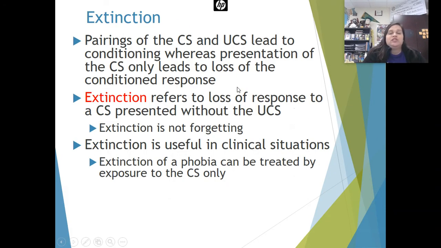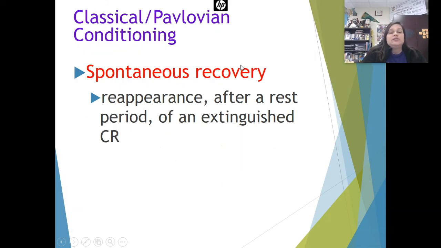Let's see, extinction refers to a loss of the response. Extinction is not the same as forgetting. The association is just gone. Now, sometimes it'll come back randomly. So for example, you're not scared of 18-wheelers anymore, and then all of a sudden you see one and you freak out again. You have a spontaneous recovery.